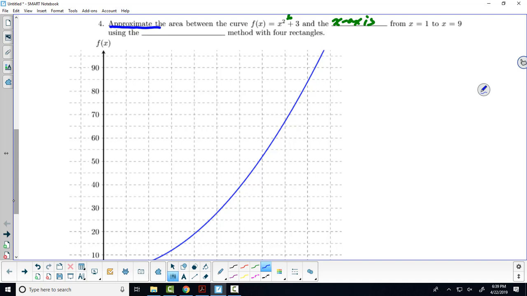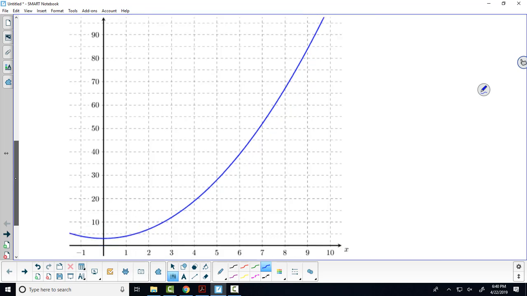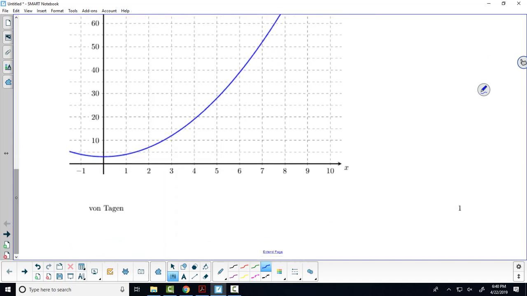If I'm asking you to find the area, there must be some way to find the exact answer. If I'm asking you to approximate the area, you're going to use one of the approximation techniques we're going to learn in this section. So do pay attention to that. And we're going to approximate the area using the left endpoint method for 4 rectangles.